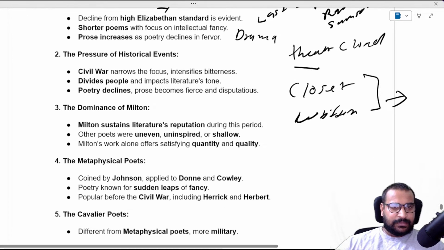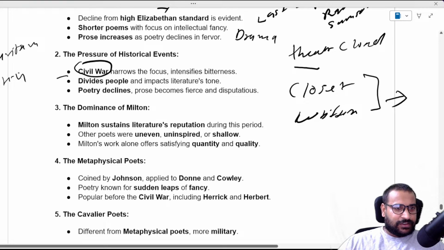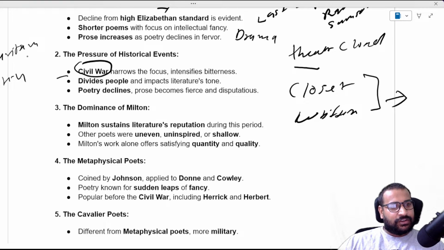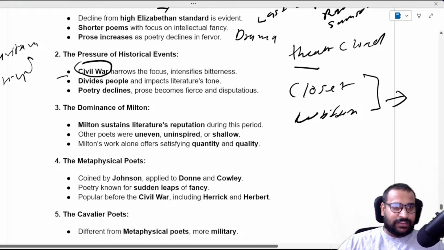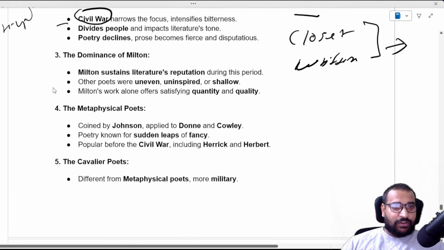And some historical pressure was there, like there was civil war, so most of the work was always political. So if there is civil war, the main reason could be these Puritans, these Protestants and Catholics. So most of the work would be based on this, and that we'll explore later in this session itself. So anyway, the dominance of Milton.